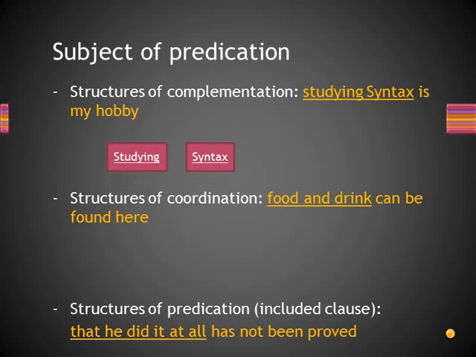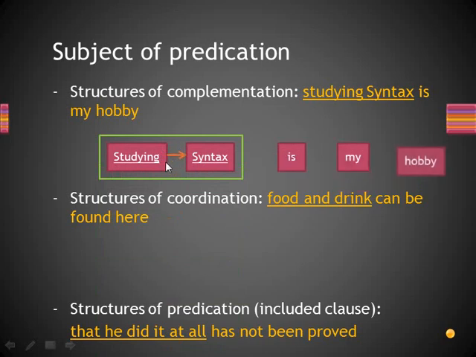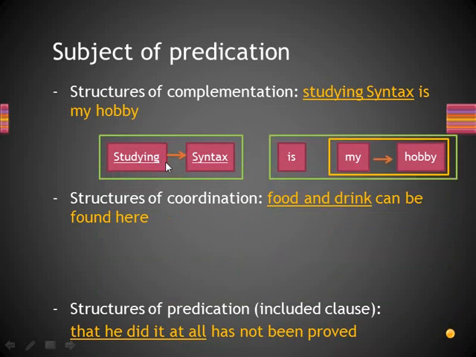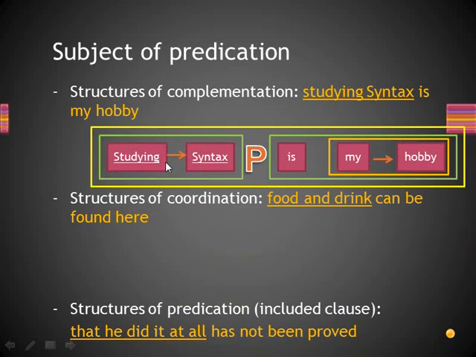Okay, let's see the analysis. Studying syntax, sorry, I'm wrong, it should be C here, because complementation. Studying syntax is my hobby. My hobby is also one structure, which is modification, and we also put them into one bigger box with P here because studying syntax is the subject, and then is my hobby the predicate, and then we still have one symbol here, is the verbal element, and my hobby is the complement.